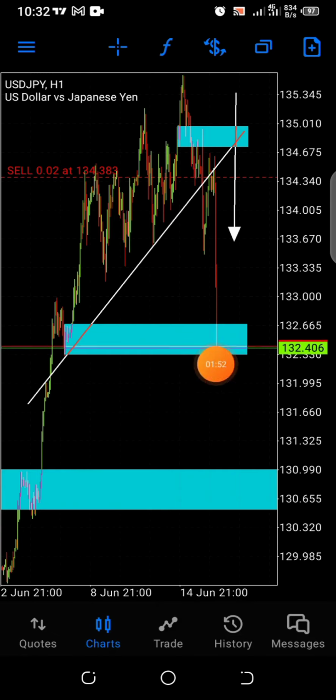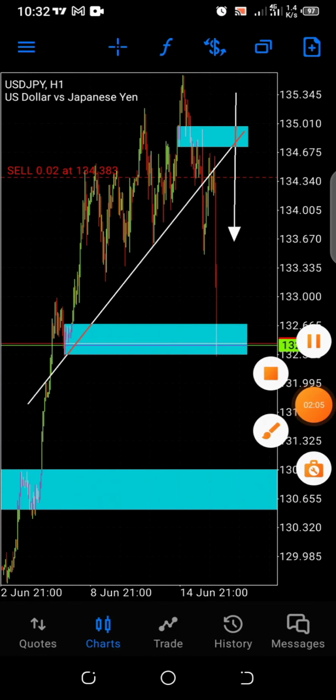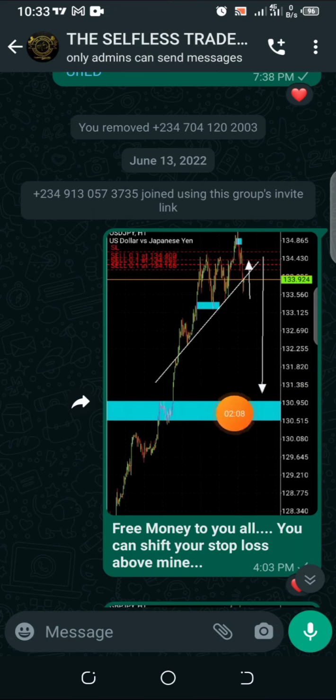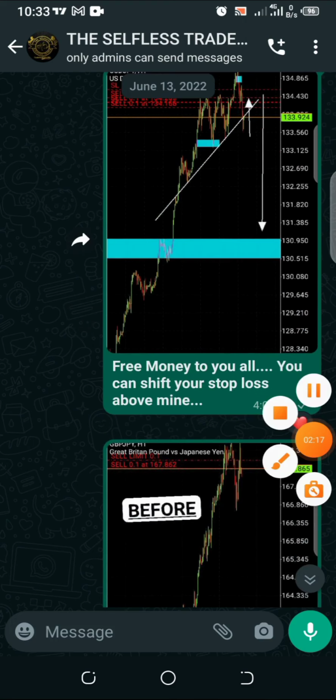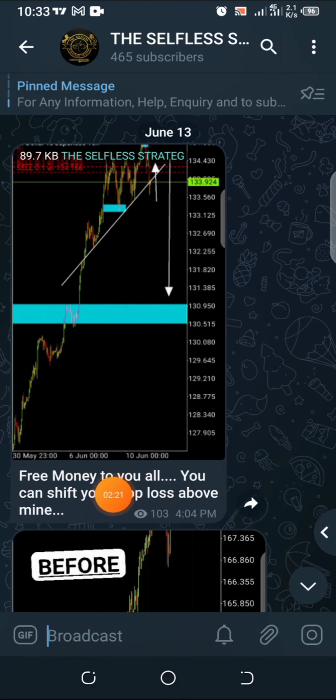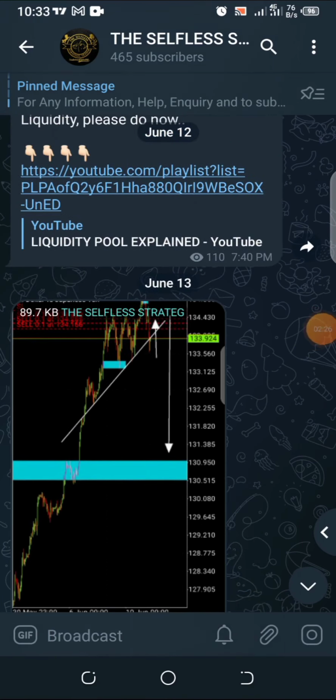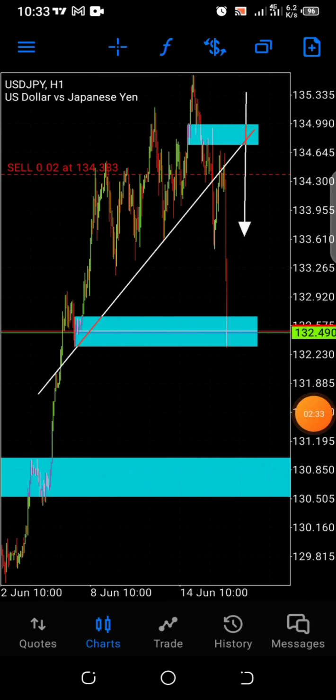And this particular trade, I updated you guys on Telegram, and also on WhatsApp and across social media platforms. I told you that this is going to be free money. You can see the setup here. I told you guys on WhatsApp that it's going to be free money, and I also said the same thing on Telegram. You can see it right here. I said free money to you all. You can shift your stop loss and all that. So I updated you guys about this particular trade setup.